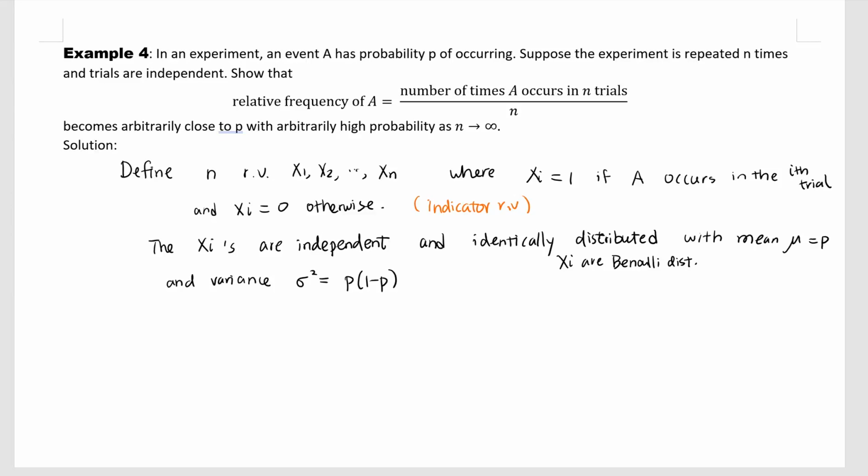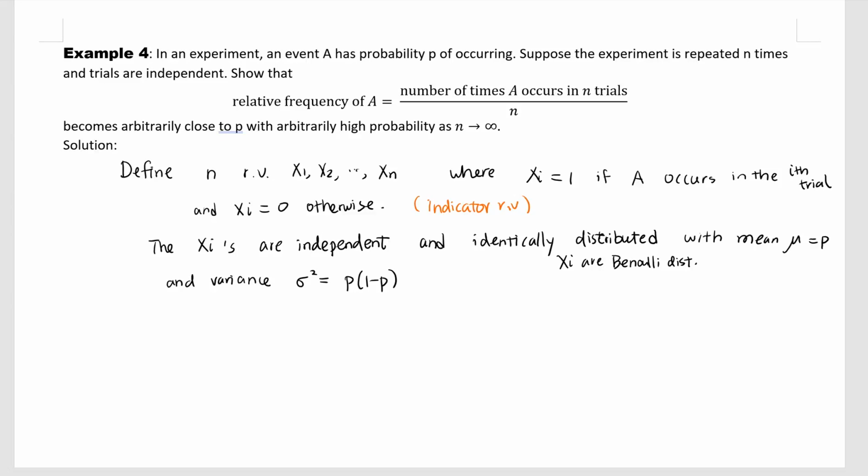So it's a special case of a binomial distribution where your n is just 1. The mean for the binomial distribution is n times p. Well, n is 1, so it's just p, and the variance is n times p times 1 minus p, so the variance is p times 1 minus p.